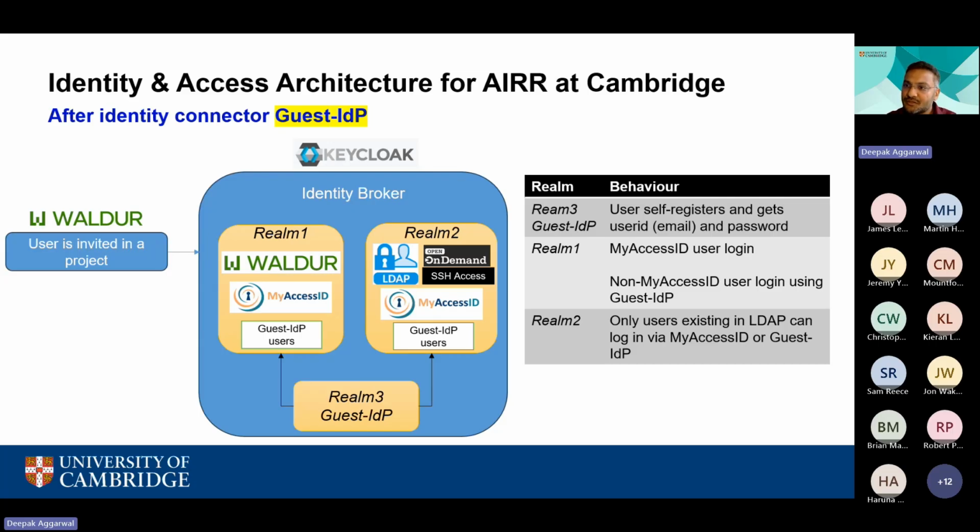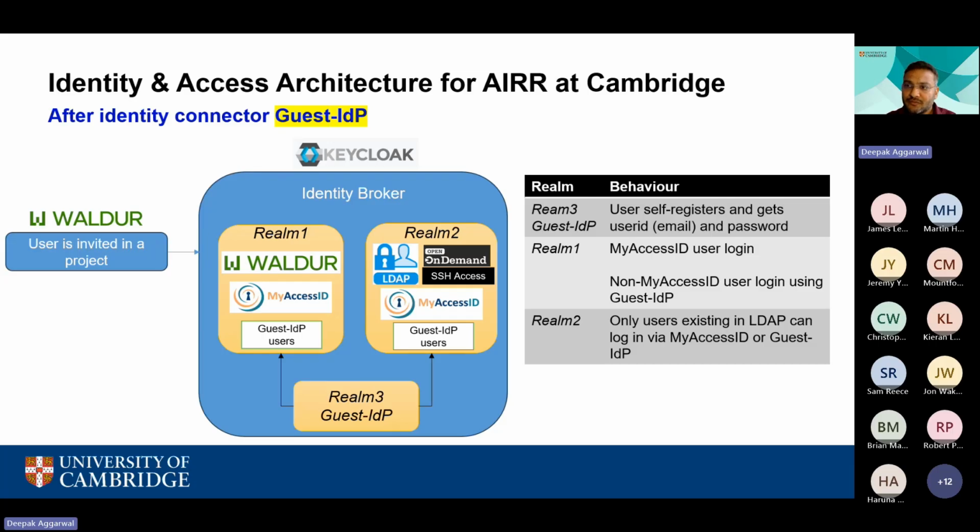We have just introduced this for the external users. When I say external users, I mean the users who can't use MyAccessID. We implemented this around a month back, and it is working really well. We haven't seen any of the edge cases where this is breaking as of now.